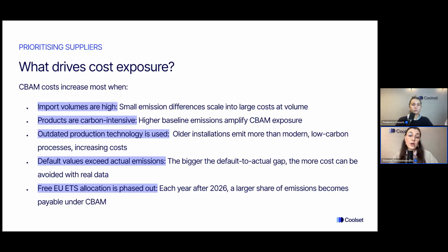If you have a variety of products, some products will contribute more to your costs and some others less. And one more important point is the production technology that is used. Older installations that your suppliers might be using will emit more, and modern, more low carbon processes will essentially translate to lower costs. Then, of course, the difference on whether you're using default values or actual values, as it will definitely lead to lower emissions if you use actual emissions. And the last point is the free EU ETS allocation system, which is phasing out as the years go by.